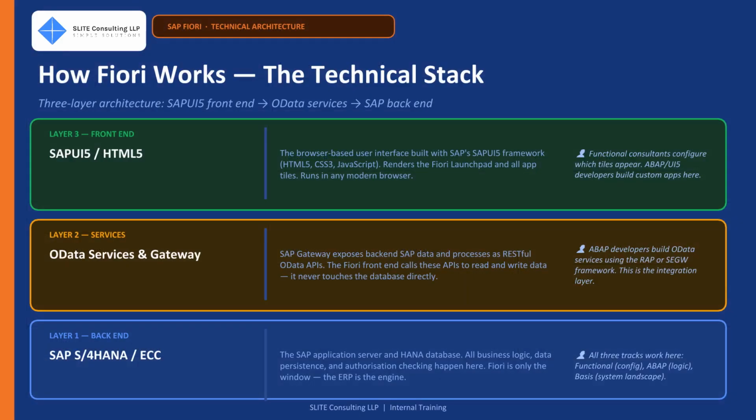Technically, Fiori is a three-layer architecture. The front end, built on SAP's Fiori framework, runs in the browser. It calls OData services exposed by SAP Gateway in the middle layer. Those services connect to the SAP backend, S/4HANA or ECC, where all the business logic and data actually live. Fiori is the window. The ERP is still the engine.